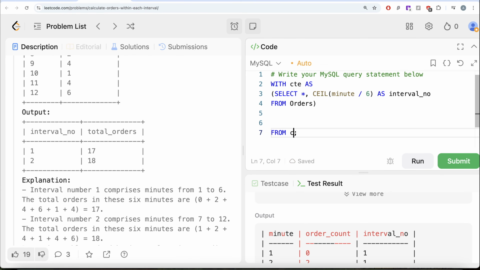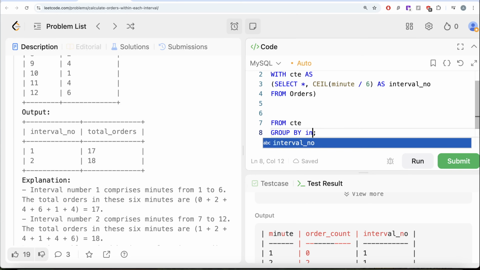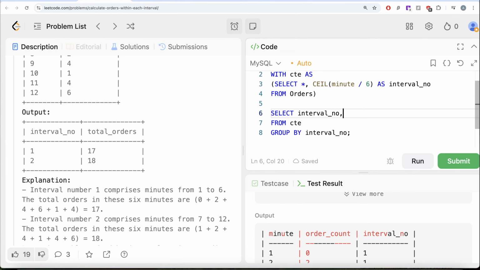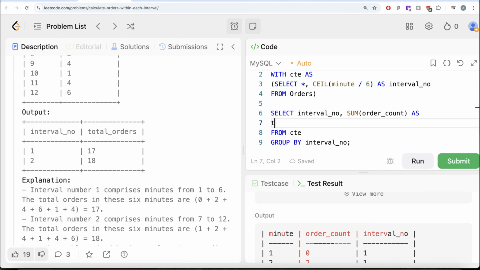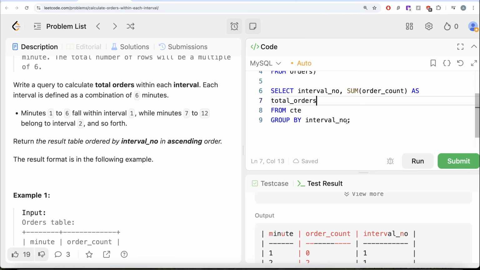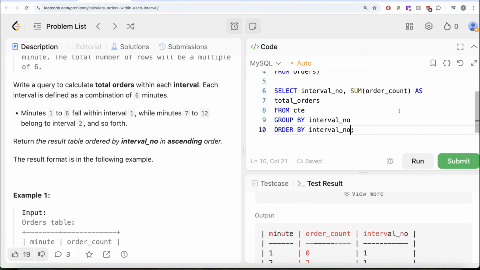So from this common table expression, let's group by the interval number. Let us return the interval number and perform a sum of the column order count, and this should be aliased as what is required in our output, total orders. And we also need to order this by interval number in ascending order. So order by interval number. Okay, let me go ahead and run this.